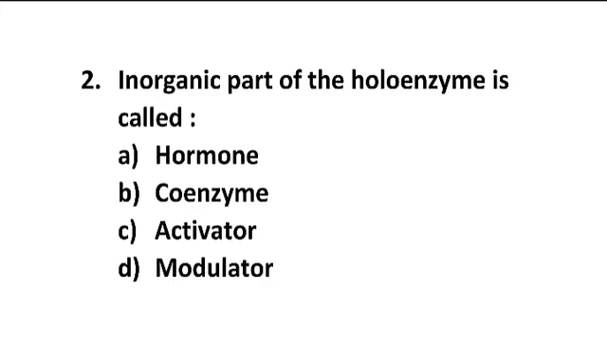Cofactors are of two types. One is organic and another is inorganic. That inorganic cofactor is also known as metal activator. So the right option is option C, that is activator. Inorganic part of the holoenzyme is called activator.